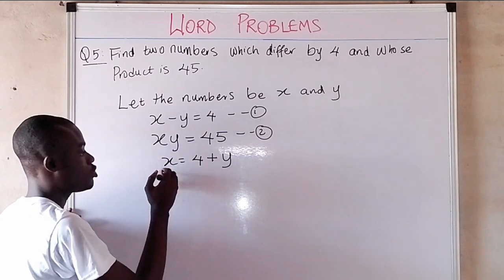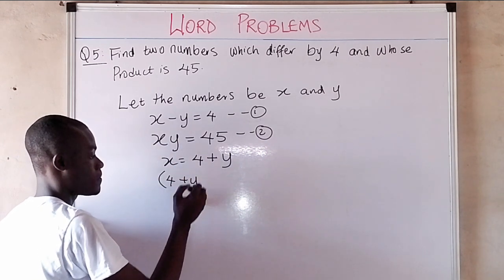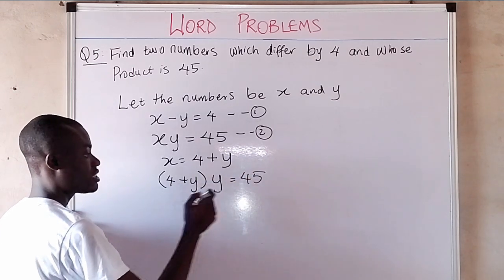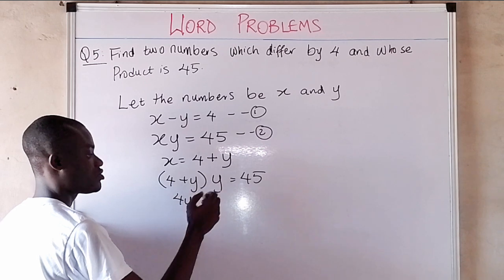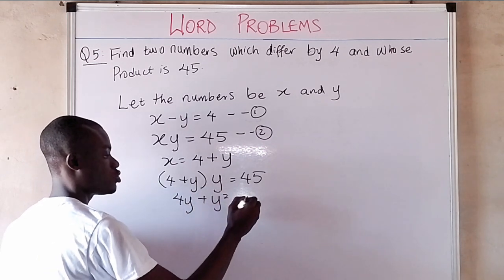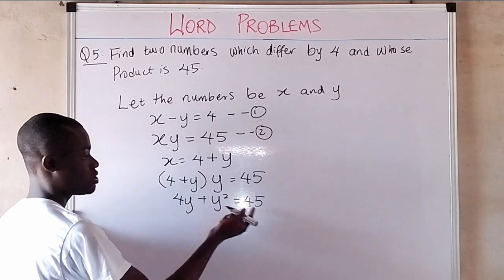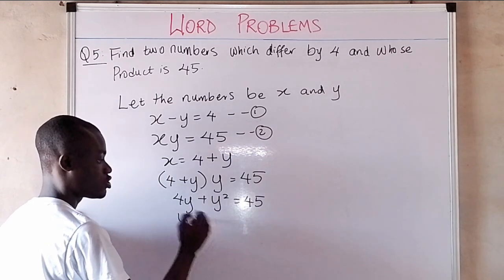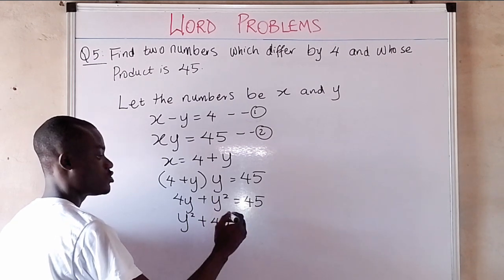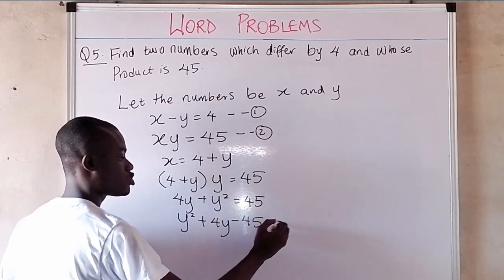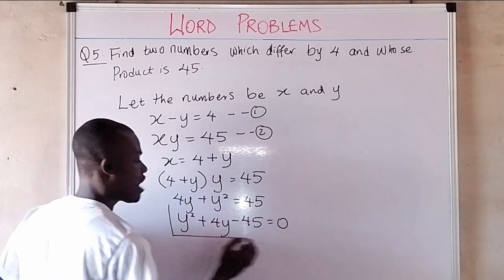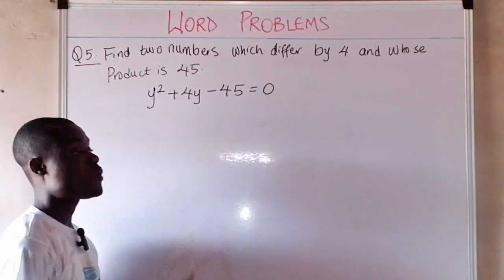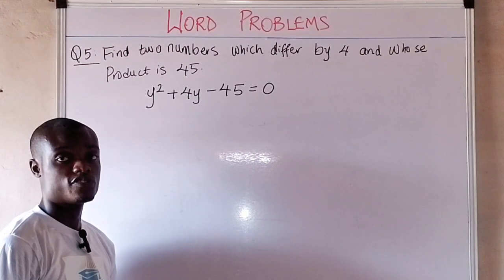So in place of X, I'm going to place 4 plus Y, times Y, is equal to 45. So 4 times Y gives us 4Y, Y times Y gives us Y squared, is equal to 45. So I'm going to take this to the other side and rearrange this. I'll take the Y squared first, plus 4Y. If I take 45 to the other side, it comes minus 45 is equal to 0. Now this equation we have is a quadratic equation, which is Y squared plus 4y minus 45 is equal to 0.